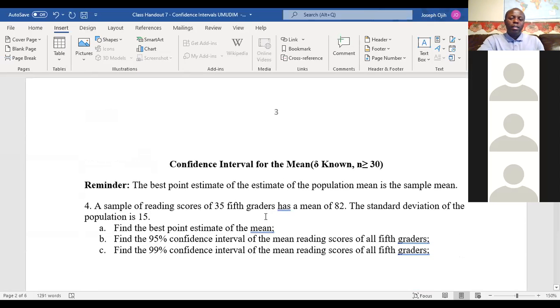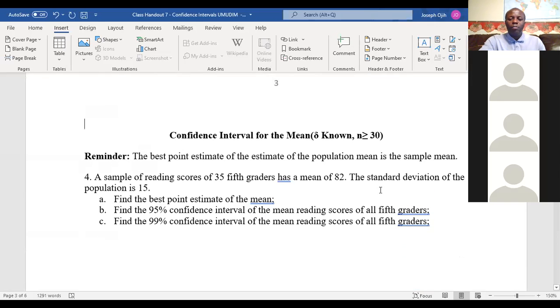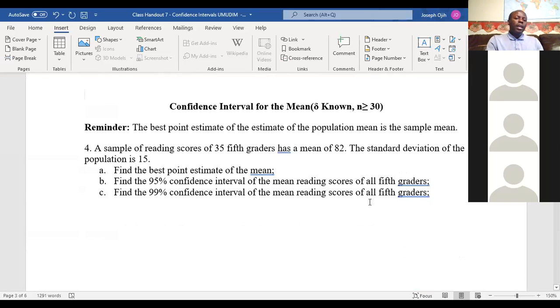Now, remember that the best point estimate of the population mean is the sample mean. Now let's solve an example. A sample of reading scores of 35 fifth graders has a mean of 82. The standard deviation of the population is 15. Find the best point estimate for the mean. Find the 95% confidence interval for the mean reading scores of all fifth graders. Then find the 99% confidence interval of the mean reading scores of all fifth graders.